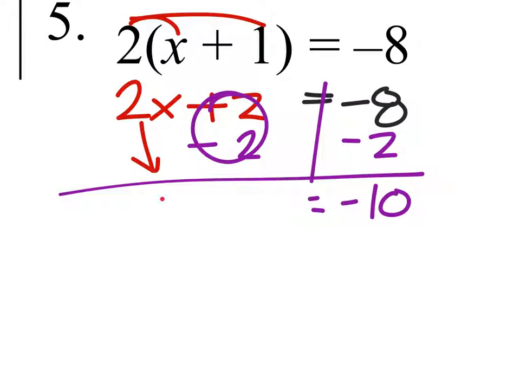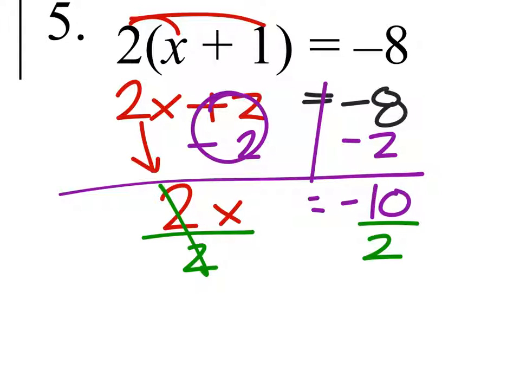We'll drop the 2x. Now I got 2x equals negative 10. I'll just divide both sides by 2. Again, that's to make that a 1x. Now I got x equals, bam, negative 5.